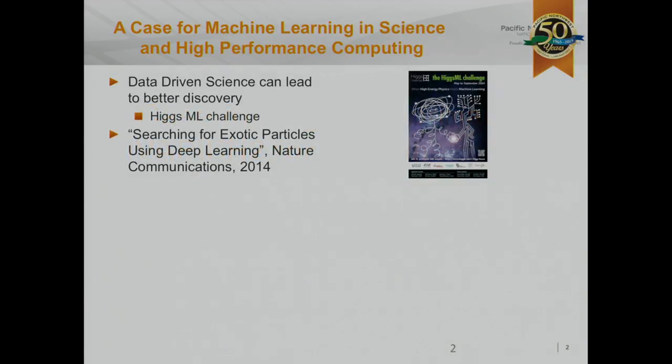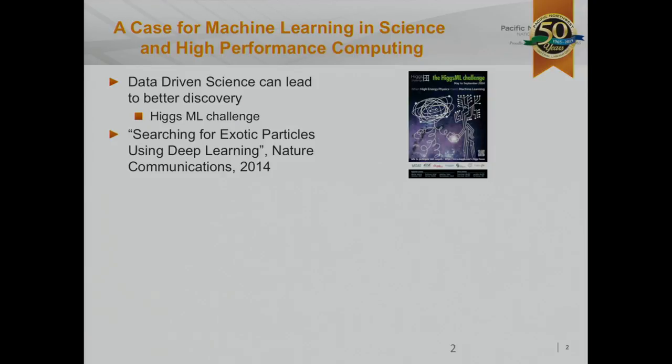So let me give us first some introduction and motivation. Last year, CERN, which is essentially responsible for the Higgs boson, the heart particle, organized a machine learning challenge called Higgs ML. And the idea there was, can you improve the accuracy of detection of Higgs boson using machine learning?